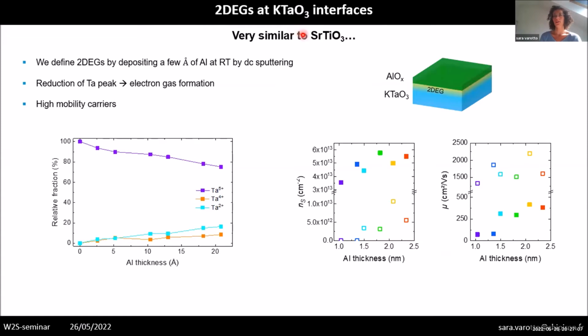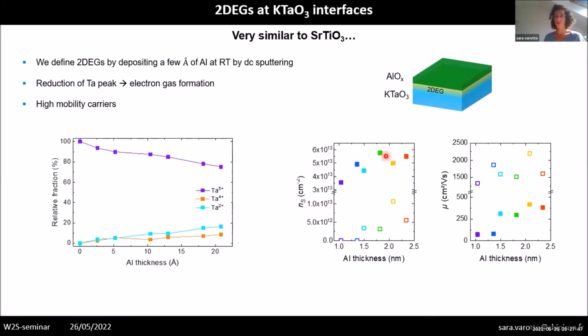On one side, it behaves very similarly to STO. In fact, we can define a two-dimensional electron gas by depositing some aluminum on top, which will get oxidized and reduce the tantalum, and form the electron gas. So as you can see here, for instance, this is the result of the XPS measured on the KTO. And as you can see, the reduced tantalum increases as much as we increase the aluminum thickness. And this means that we are populating more and more our two-dimensional electron gas as measured by transport. So we have a larger number of carriers in our gas.